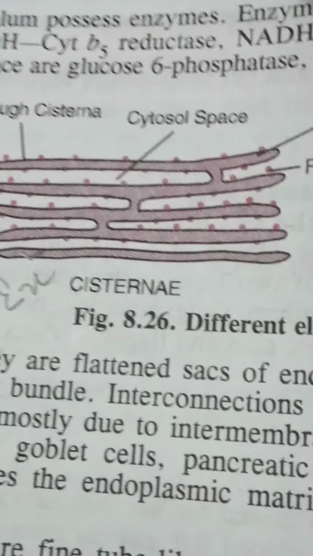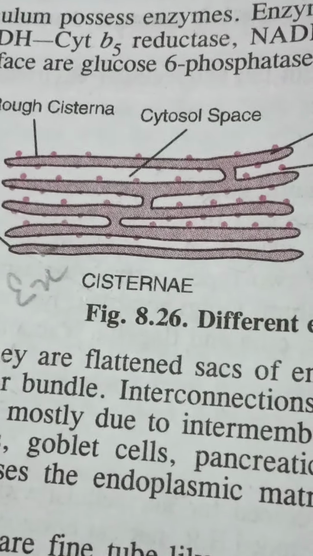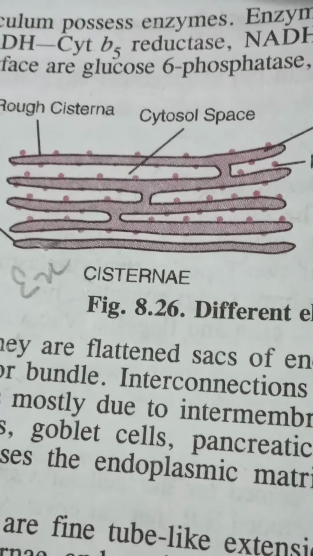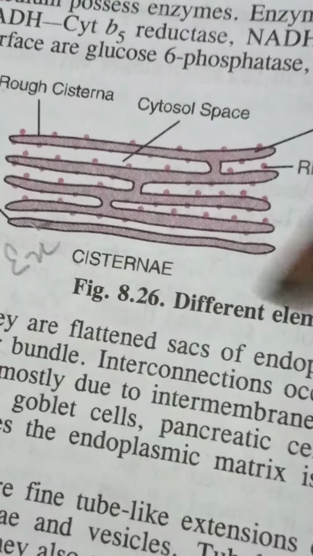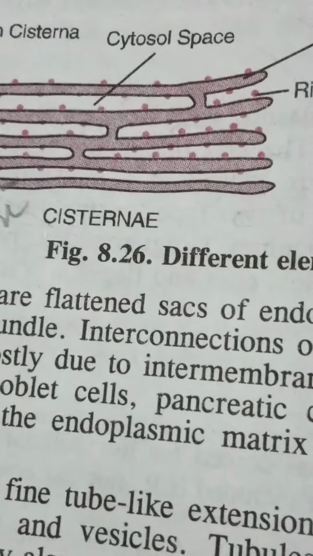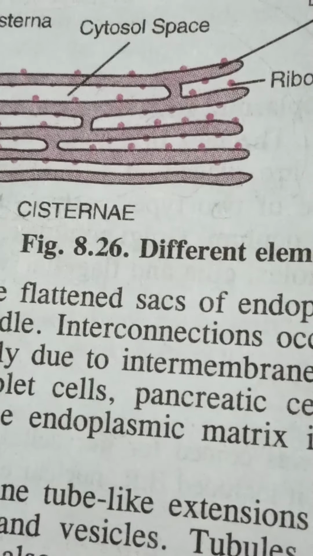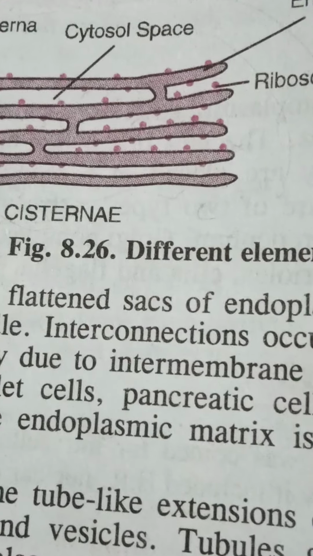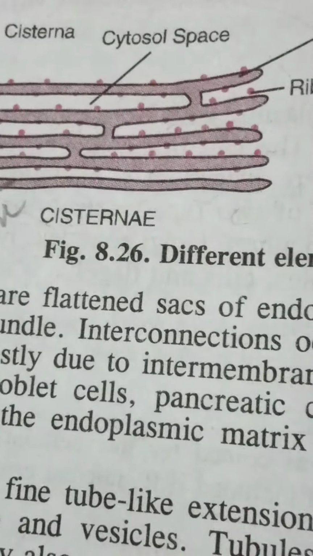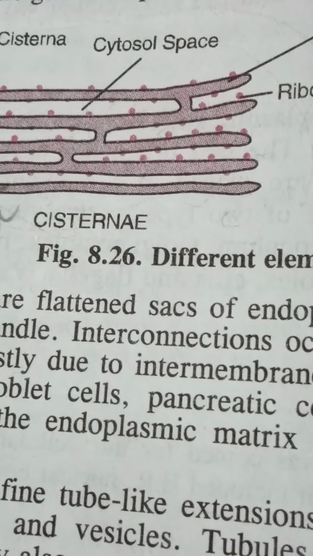Basically, the structure of the endoplasmic reticulum consists of three parts. One is called the cisternae, the other is the tubules, and the third one is the vesicle. Now cisternae are flat, interconnected, sac-like parts, about 40 to 50 nanometers in diameter, and they are found in bundles.